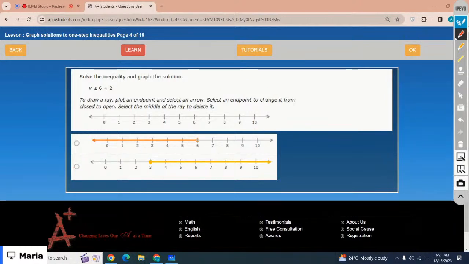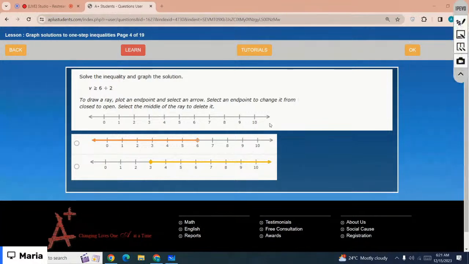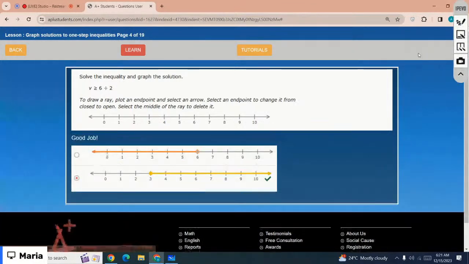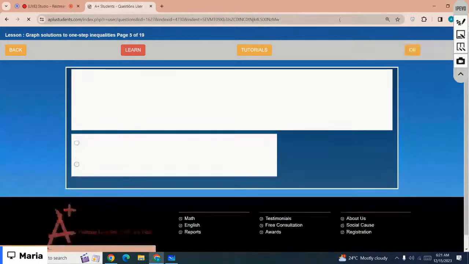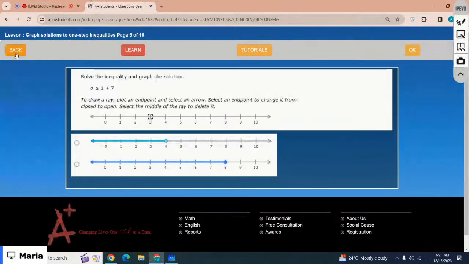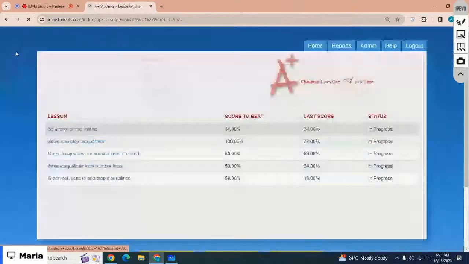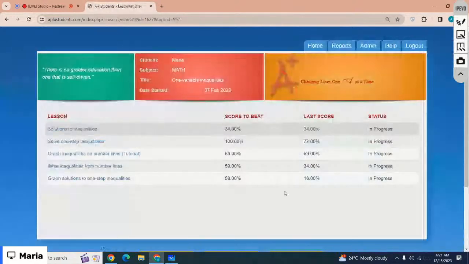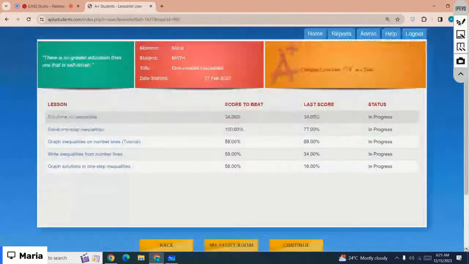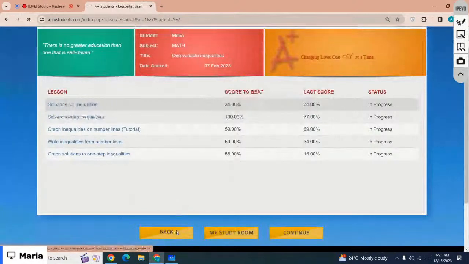Okay, you can complete the lesson by yourself later today. We are done with the lesson on one variable inequality. Let's just start with the next lesson, and the next lesson is two variable equations.